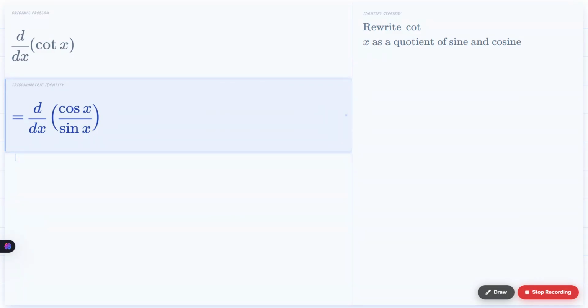We write d divided by dx of cos divided by sin. We do this to show the new version of our problem. The equal sign shows that both sides are the same.